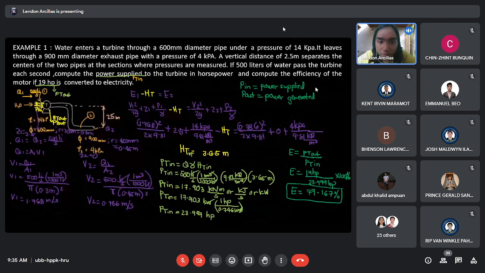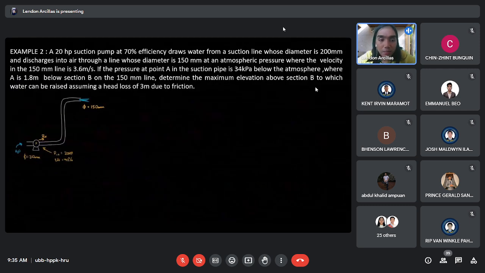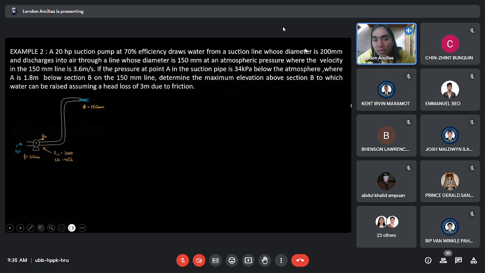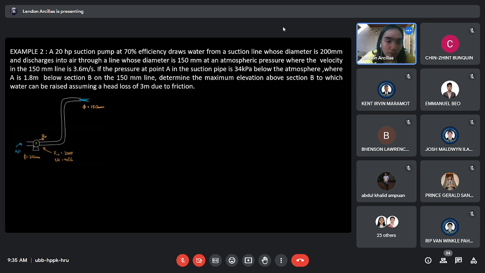Well, let's solve the problem. The second problem. So again, it is a pump. So hindi ko na siya babasahin. Okay, babasahin natin. A 20 horsepower suction pump at 70% efficiency. So meaning this is a 20 horsepower na pump. Okay? So alamin natin if that is a P in or P out.